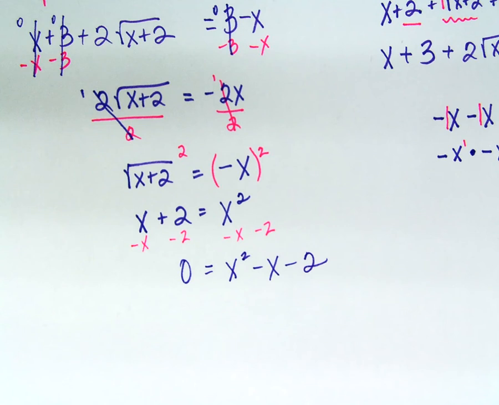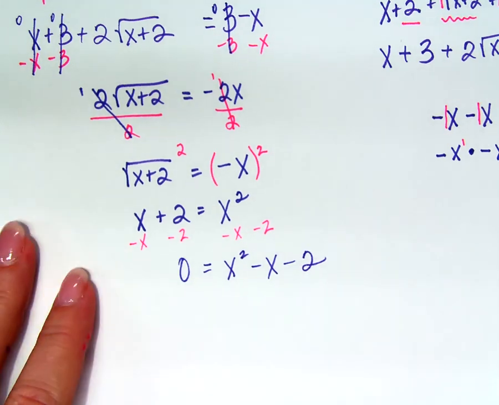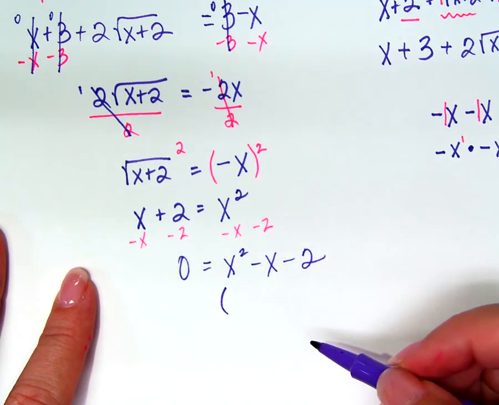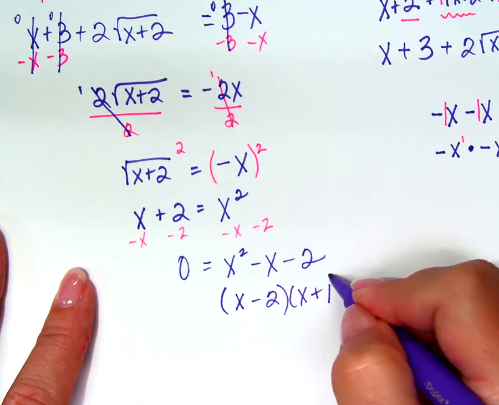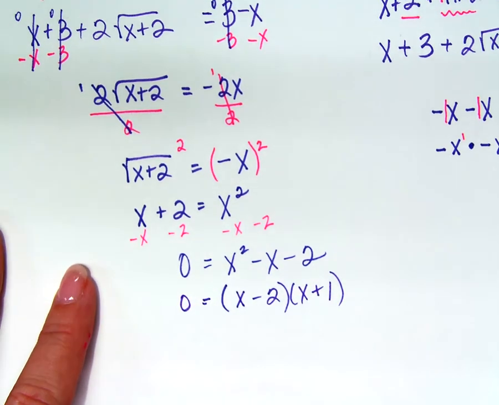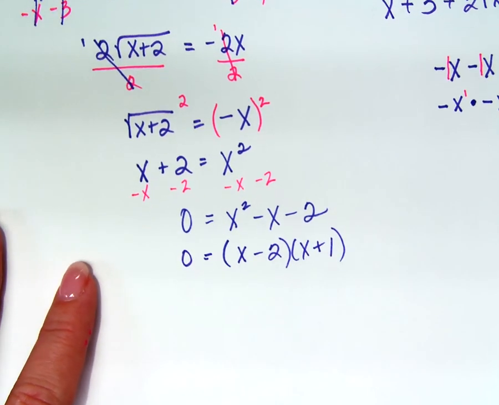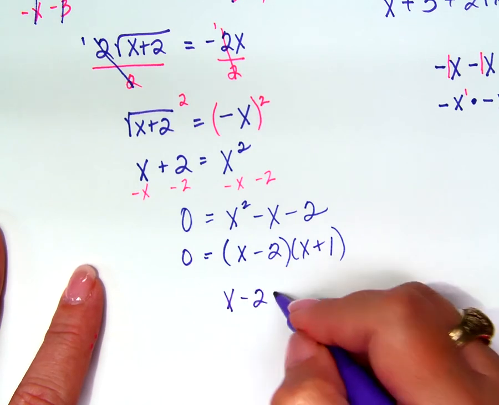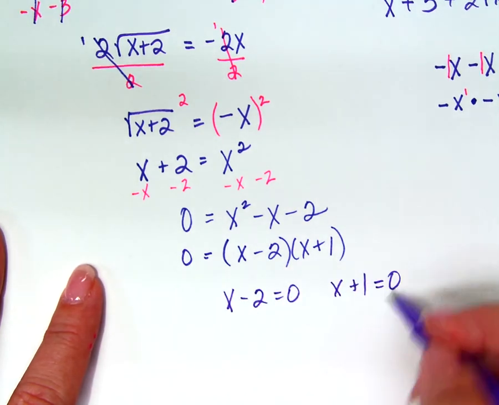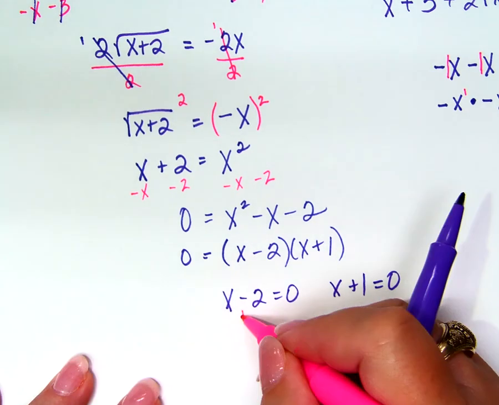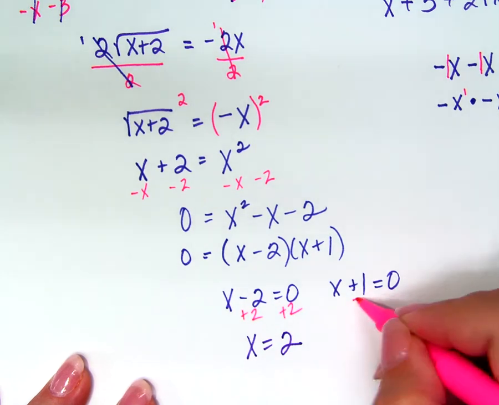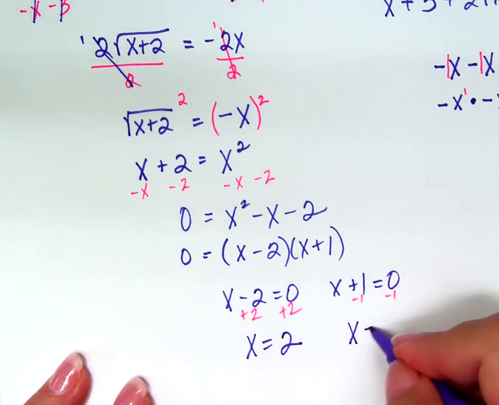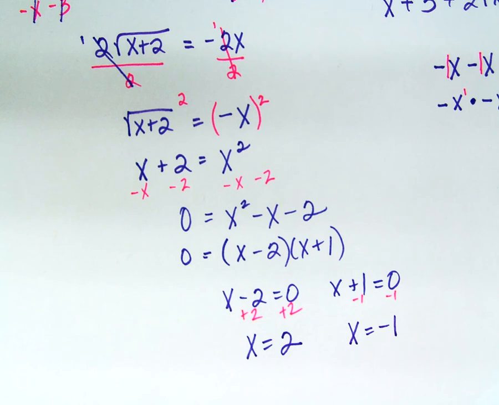Do you know two numbers that multiply together to give me negative 2, but add to give me negative 1? Negative 2 and positive 1, that's correct. What do I do with both of those factors? I set each one of them equal to 0. Good. So if I add 2 to both sides, x equals 2. If I subtract 1 from both sides, x equals negative 1. Are they right? We should check, right? Okay.